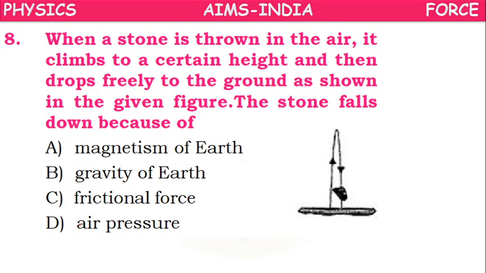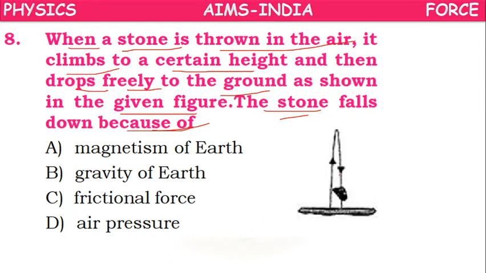Next. When a stone is thrown in the air, it climbs to a certain height and then drops freely to the ground as shown in the given figure. The stone falls down because of. Here they are throwing the stone, it is going up and up, and from there coming down and falling towards the earth. They are asking, this is because of what? This is because of gravity of the earth.